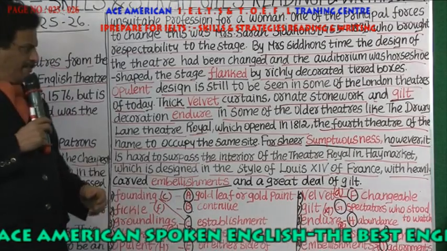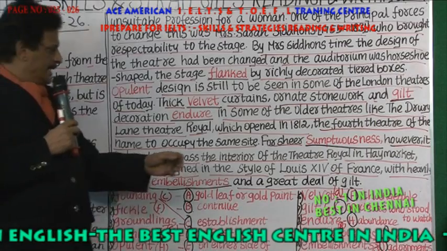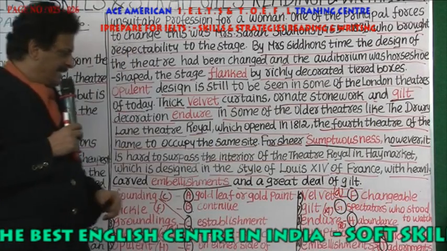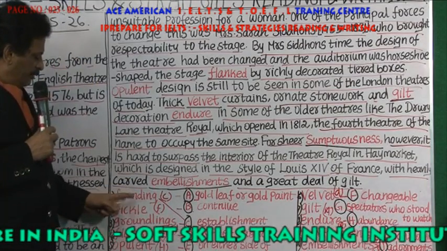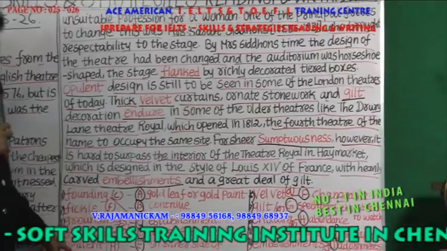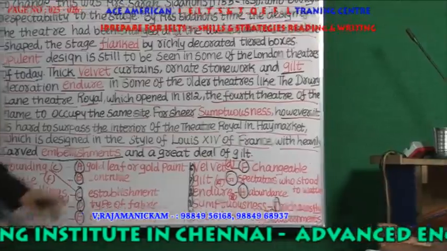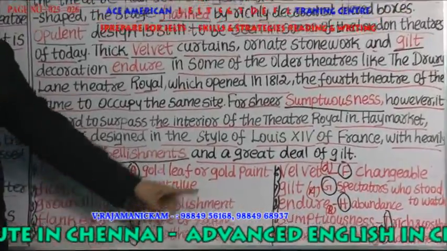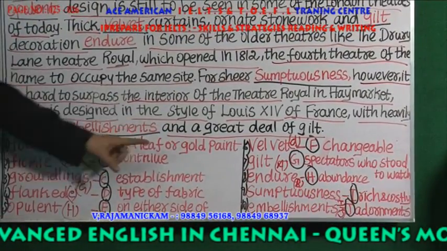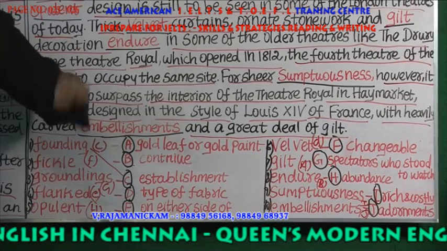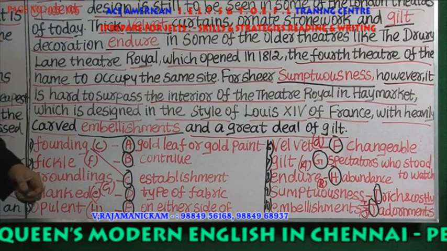கில்ட் என்றால் என்ன? தங்க முலாம் பூசப்பட்ட. என்டியூர் என்றால் என்ன? தொடர்ந்து ஒன்றை செய்து கொண்டு இருக்கக்கூடிய. சம்சுவஸ்னஸ் என்றால் என்ன? நல்ல வசதி படைத்த. எம்பிளிஷ்மெண்ட் என்றால் என்ன? ஆடம்பரமாக இருக்கக்கூடிய. ஸோ இந்த 10 வார்த்தைகளும் ஃபவுண்டிங், ஃபிக்கில், கிரவுண்ட்லிங், ஃபிளாங்க்டு, ஓப்புலண்ட், வெல்வெட், கில்ட், என்டியூர், சம்சுவஸ்னஸ், எம்பிளிஷ்மெண்ட் என்று கொடுத்திருக்கிறோம். ஆனால் அதனுடைய அர்த்தத்தை மாற்றி மாற்றி கொடுத்திருக்கிறார்கள். நீங்கள் இந்த வார்த்தைகளுக்கு சரியான சொற்றொடர் எது என்பதை கண்டுபிடித்து பொருத்த வேண்டும்.